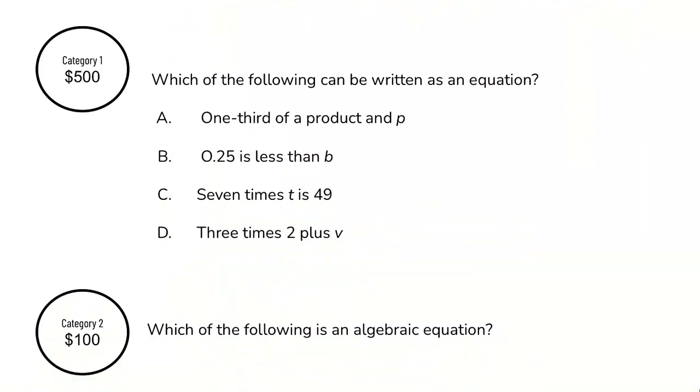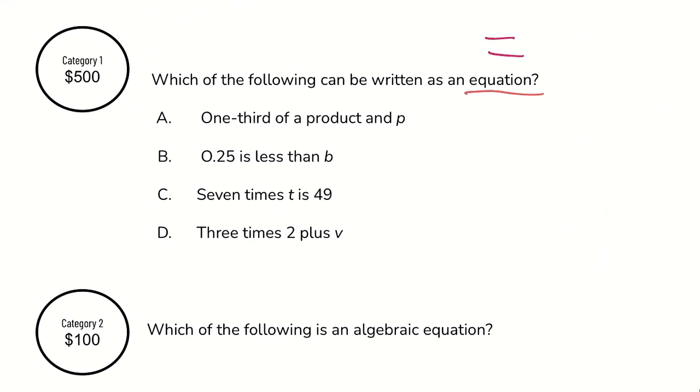The next one. Which of the following can be written as an equation? Okay, so that word equation, we were talking about equations, inequalities, expressions. An equation has to have an equal sign. So what are some keywords for equal sign? Is, same, equivalent, has, was, were, ate, spent.